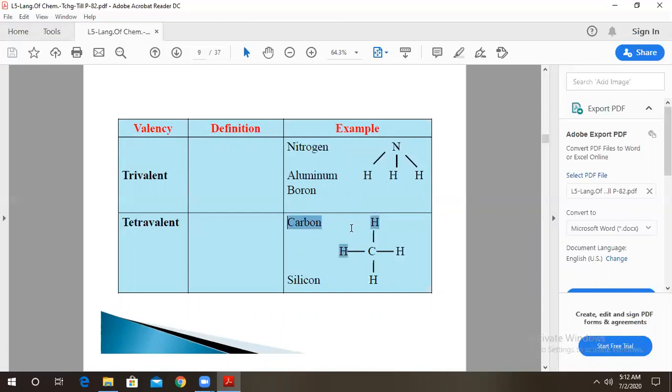Example, carbon. You can see carbon forms 4 bonds. So this carbon is forming 4 bonds, or it is combining with 4 other atoms, and hydrogen is monovalent. Each hydrogen combines with one carbon only. Similarly, silicon also has valency 4.